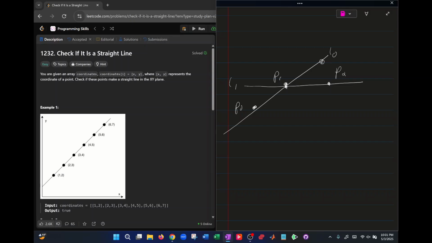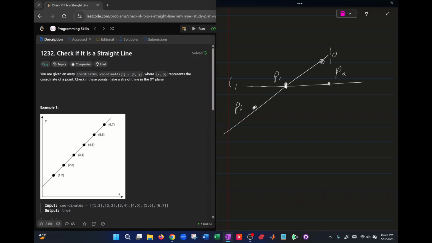Okay, so given 3 points, all we need to check is that the slope of the line between point 0 and point 1 is the same as the slope of the line between point 1 and point 2. And if they are equal, then these 3 points lie on the same line.